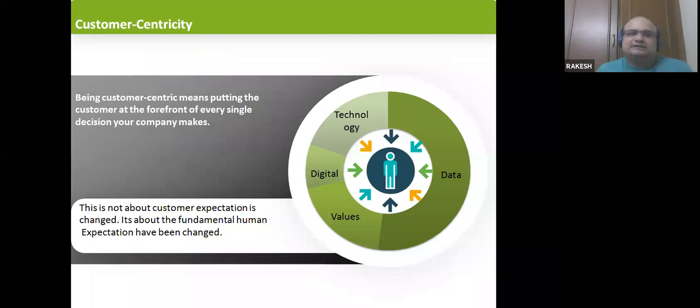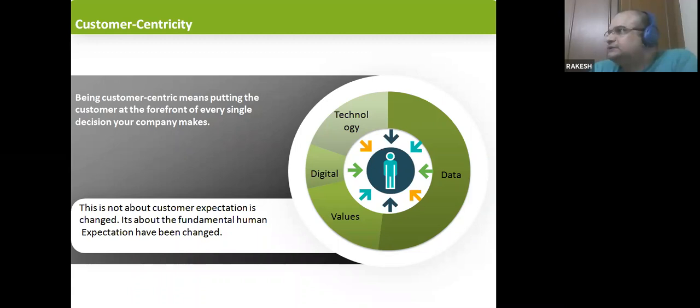Being customer-centric means putting the customer at the forefront for every single decision your company makes. So digital values, data, technology, everything is on the circle around the customer. Previously, five or six years back, when I used to draw this diagram, data was the center. Data-centric experience will come, data will bring the business, and all others support that data. But in this case, data is peripheral to the customer needs. So data protection is very important, and we have to keep it in mind every moment. Customers' data is more valuable than anything else in a company.